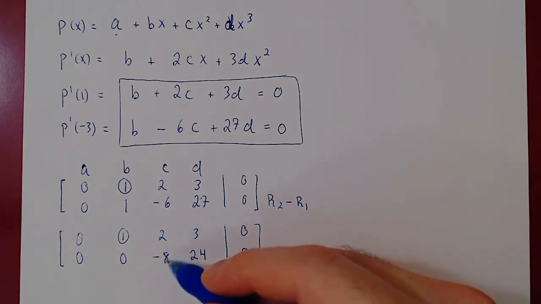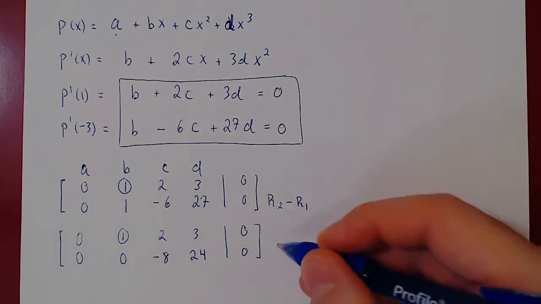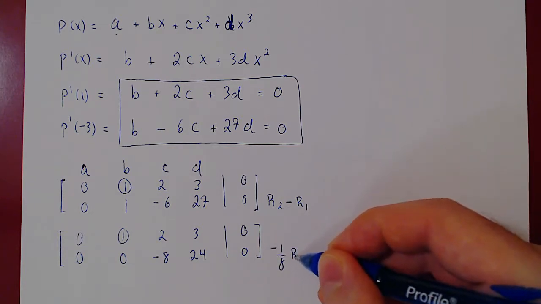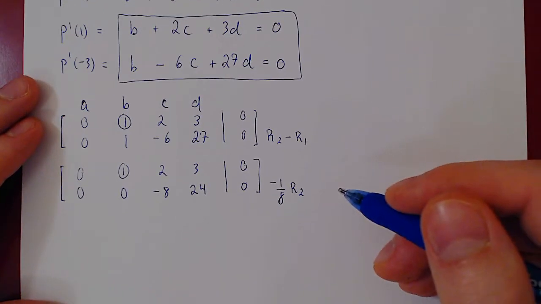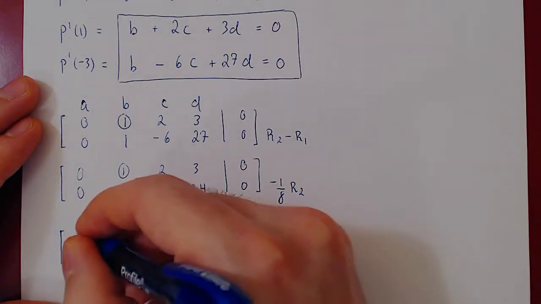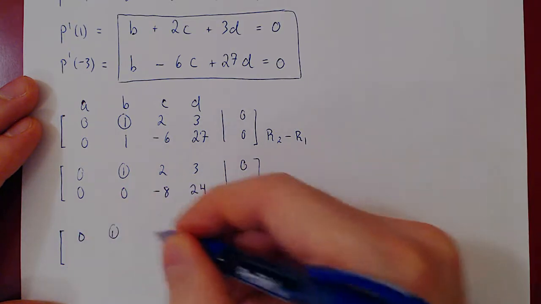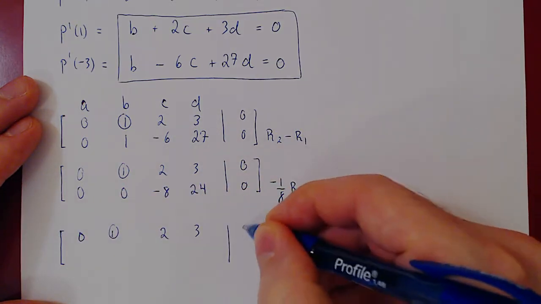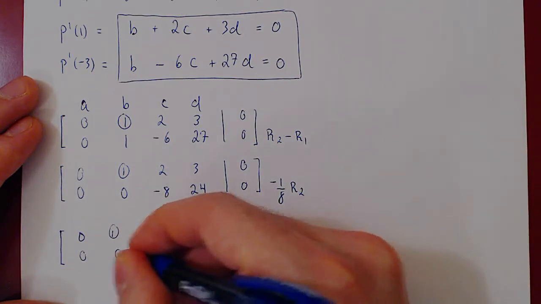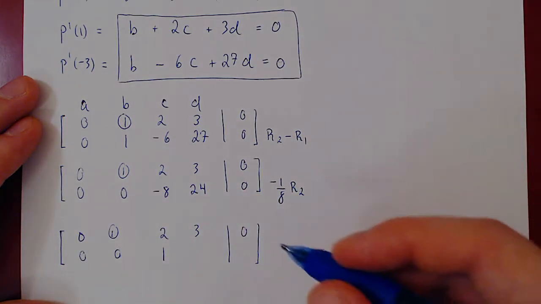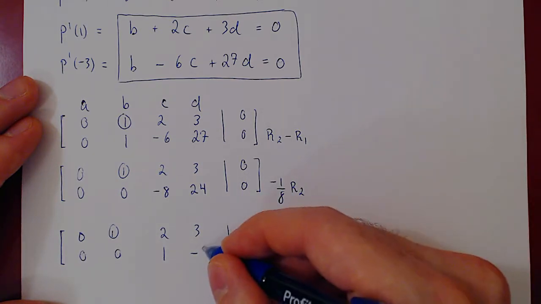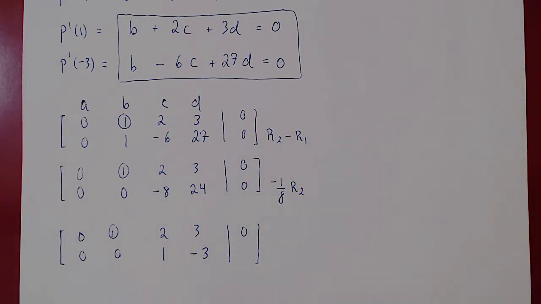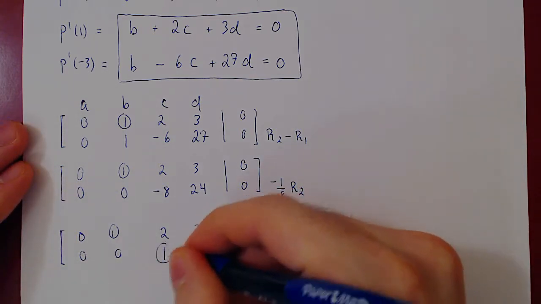We will now get our second leading 1 by multiplying row 2 by negative 1 over 8. As always, we copy row 1 as we're not changing it. And so you'll get 0, 0, 1, negative 3, as 24, sorry, is 3 times 8. We have our second leading 1.